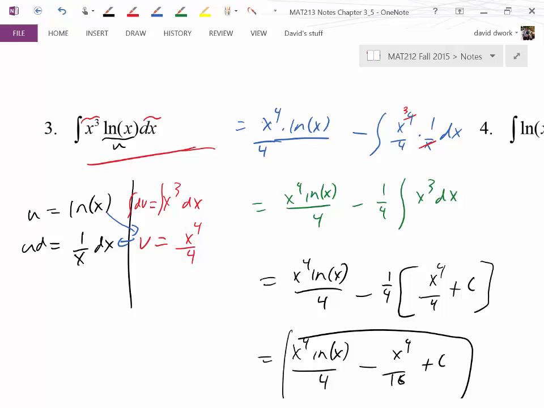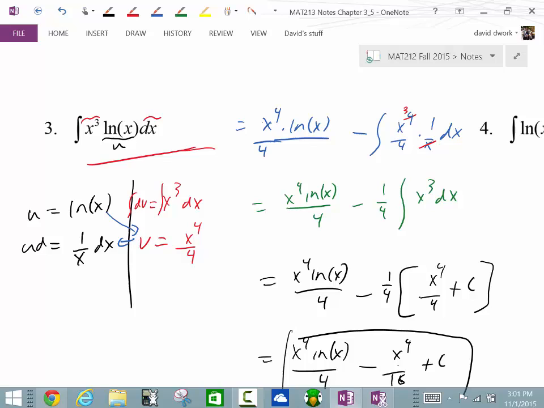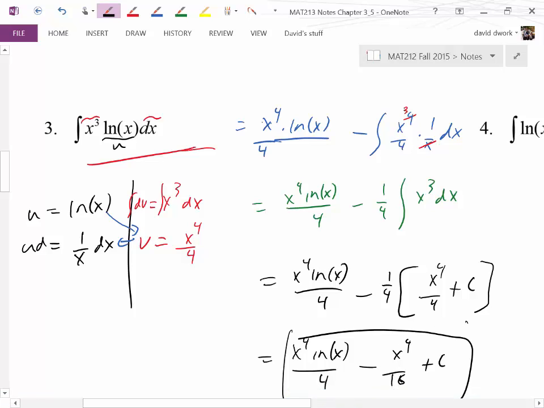It lets us integrate some things that there is no way we'd ever be able to come up with just using our rules backwards. But it also lets us do some things where substitution would just fail. You would say, what would I substitute? Let u equal natural log? Well, I don't have a 1 over x to work with. So this just works out pretty nicely.